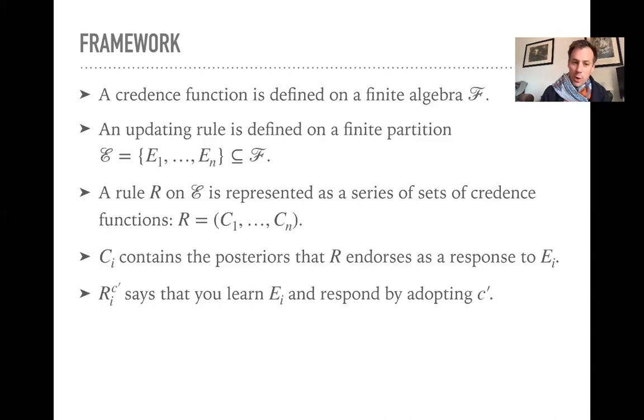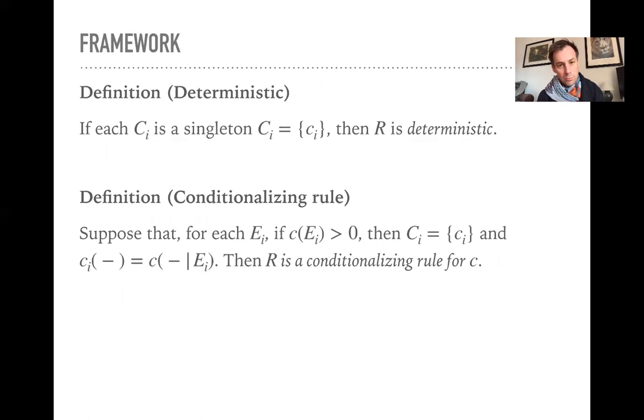Okay, so that's some of the framework. I'll repeat those definitions as we come across them for the first few times. A couple of definitions. Deterministic updating rules are just what you would expect, given what I've said before. That is, if each of the Ci, each of those sets of credence functions that are permissible as responses to a particular piece of evidence, is a singleton, if it just contains one particular credence function, then the updating rule is deterministic. It tells you, if you learn this particular piece of evidence, then there's this single credence function that's the only permissible response to that piece of evidence.